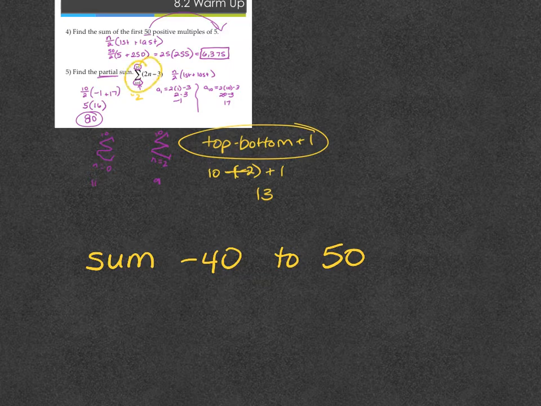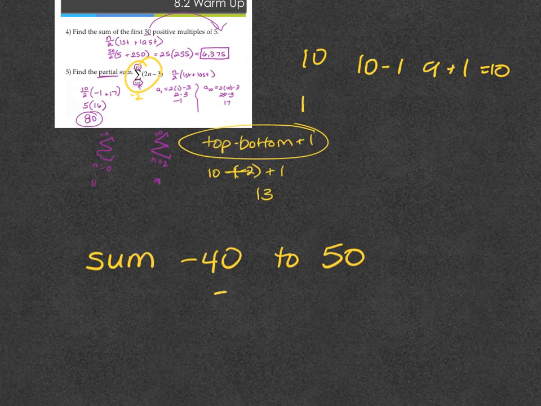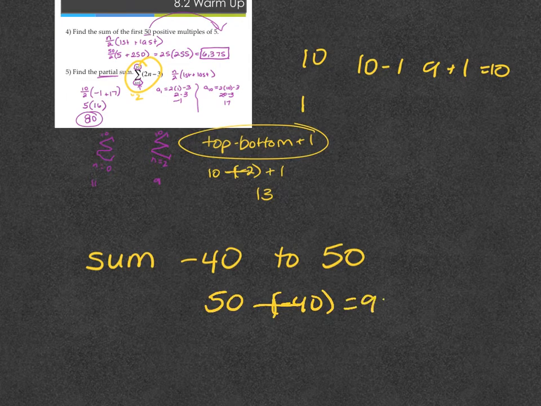Think about how we do it here. 10 and 1 on the bottom is 10. It's the difference plus 1. If you think about how many numbers are between 1 and 10, there's 10 numbers between 1 and 10, right? But if I did 10 minus 1, it's 9. It's always one more.